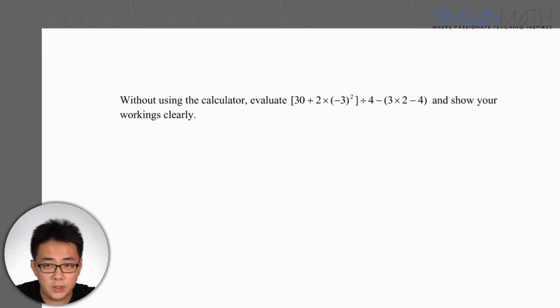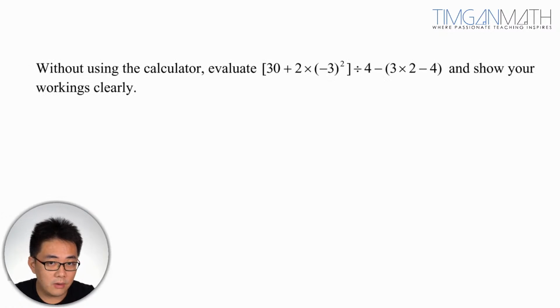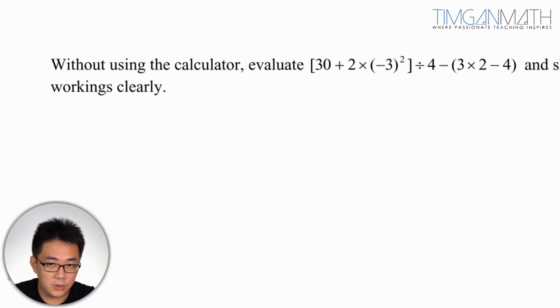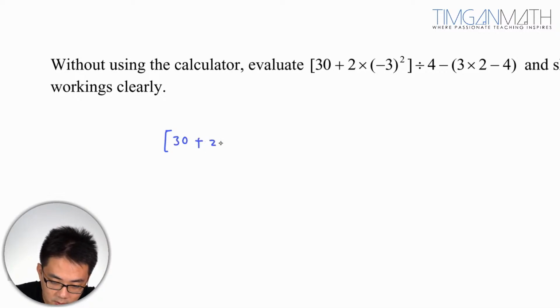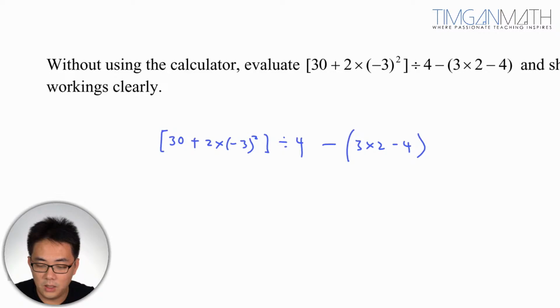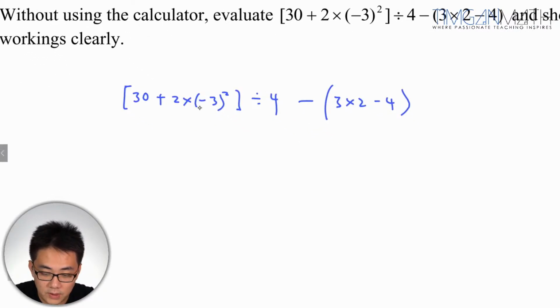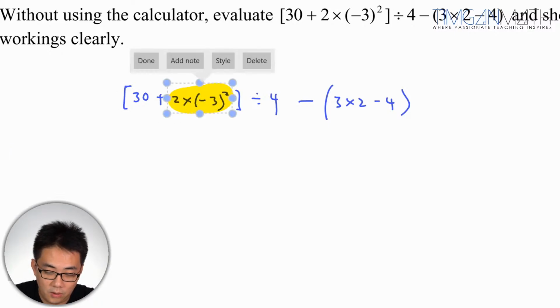Students, let's look at this question here, which is on the manipulation of negative numbers. Without using a calculator, we are told to evaluate this expression, show your workings clearly. So I'm going to put 30 plus 2 times negative 3 square divided by 4 minus 3 times 2 minus 4. Right? So which one do we do first? Obviously, we start with the one inside this bracket. So I'm going to do this first, or rather, I'm just going to expand this negative 3 square.